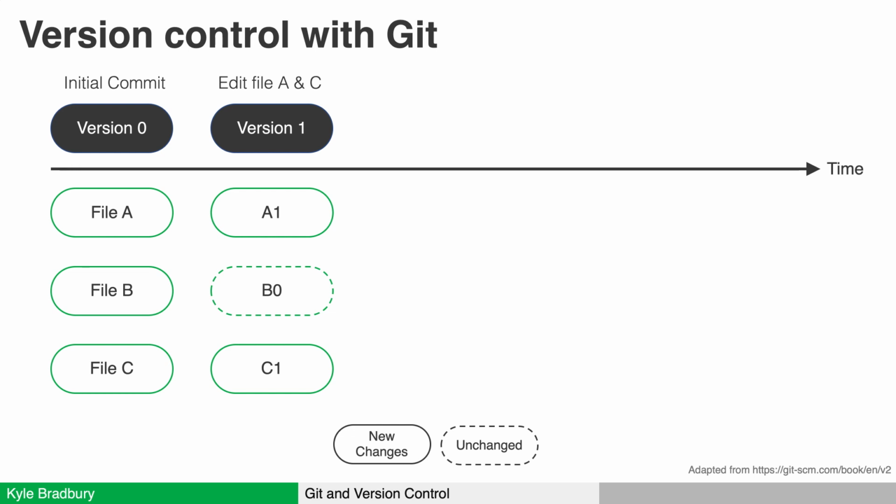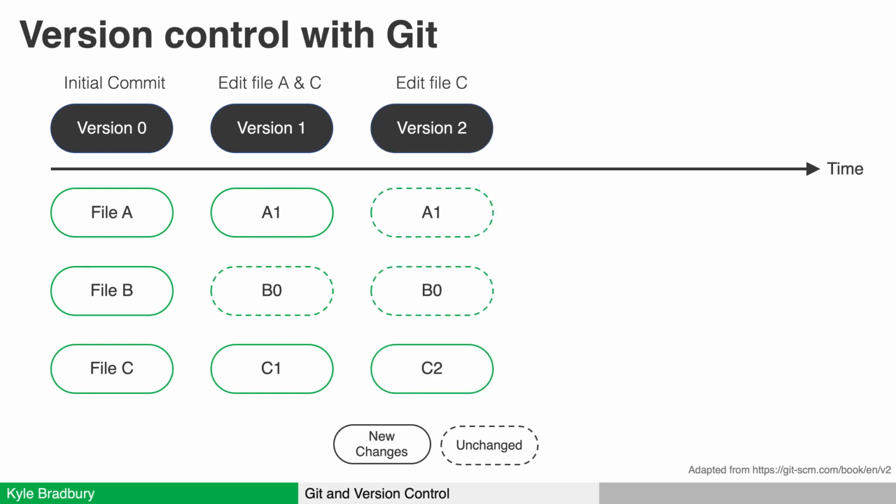So A and C now have new changes, and what Git does is it stores those changes made to file A in its database, and the changes made to file C, but it leaves just a pointer to file B saying, nope, that's unchanged, we're still good to go there. And as you continue to edit things, maybe you just want to edit file C, I get new versions, and each time I make a new version, I call it a commit. I commit this to the repository, and I effectively create a new version of that.